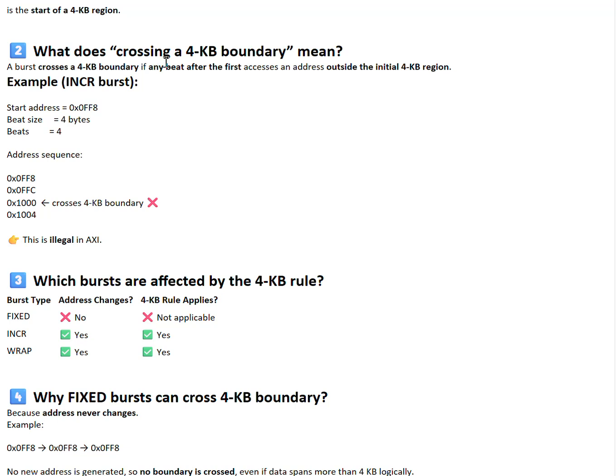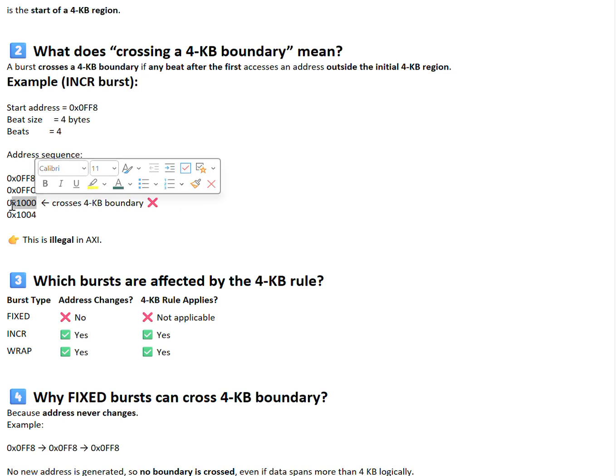So what does crossing a 4KB boundary mean? A burst crosses a 4KB boundary if any beat after the first accesses an address outside the initial 4KB region. Let us say the start address is FF8, the beat size is 4 bytes and the number of beats is 4. The first address is FF8. In the second beat, plus 4 bytes becomes FFC, and then it reaches 1000.